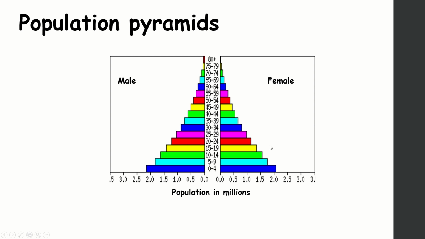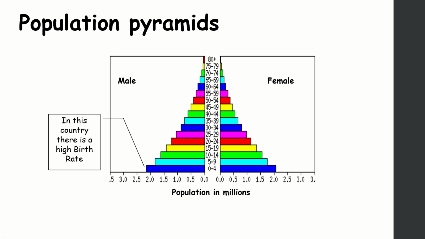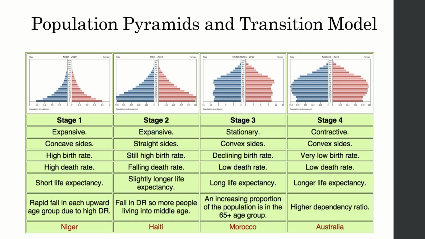High number of children because most people are farmers and require the labor. Many fewer elderly people. So this is pretty typical of a high birth rate country, which there are still some in the world, but not nearly as many. You've gone through the demographic transition model. I just want to quickly review it again.